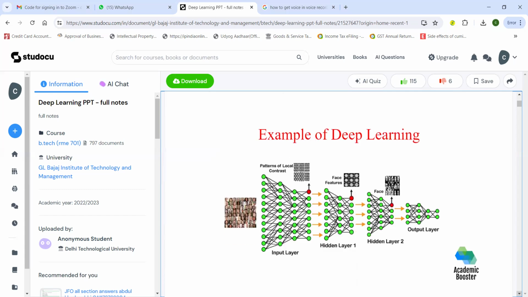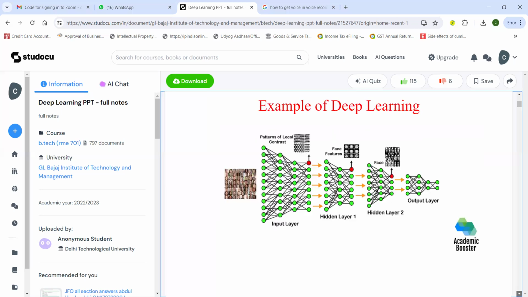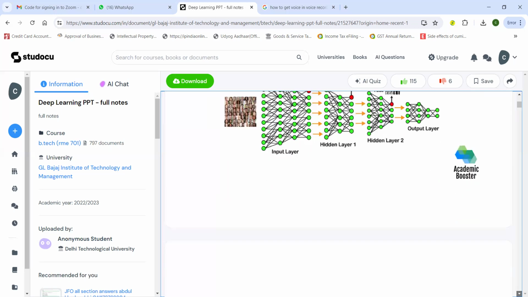As you can see in my slides, there are a lot of examples of deep learning. We have the pattern of local contrast, where we have the input layer, hidden layer 1, hidden layer 2, and ultimately we have the output layer.